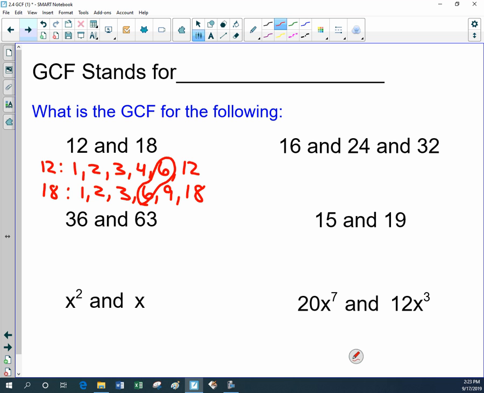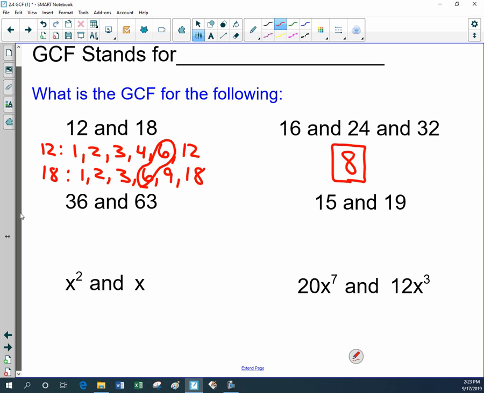In the next example, 16, 24, and 32. Same thing. If you go through and list those factors for 16, 24, and 32 and look for the largest or the biggest number that they all have in common, you would see that it is 8.